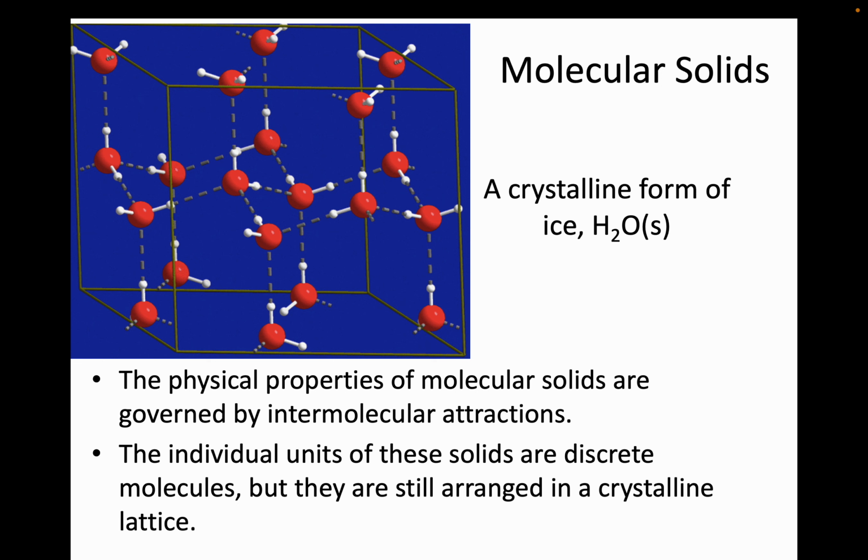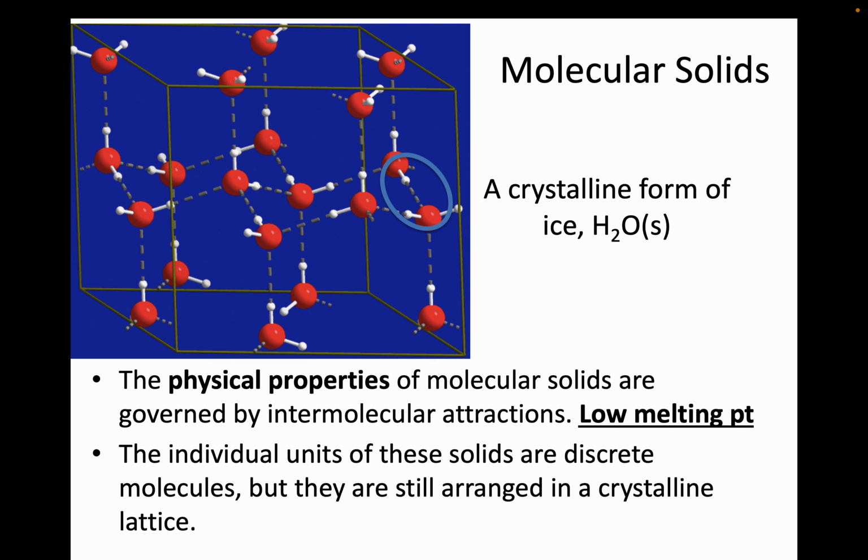With molecular solids, we're interested in the intermolecular forces between them. Those intermolecular forces can include things like hydrogen bonding. That's what's being shown here. This is the unit cell for a crystalline form of H2O solid, a form of ice, and we notice that we have this particular alignment due to the hydrogen bonding.